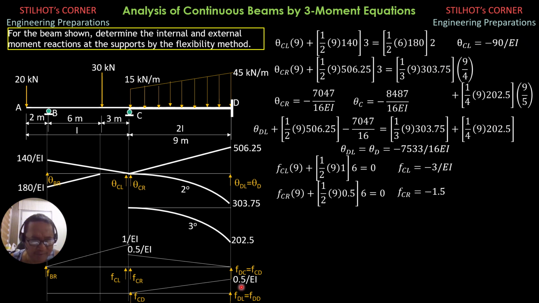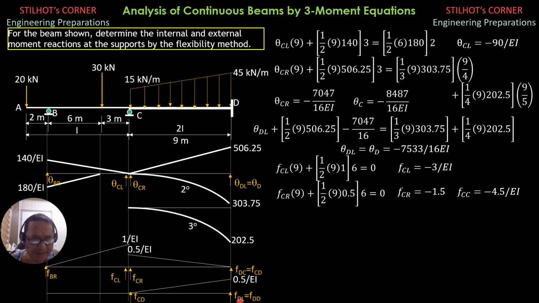Then to solve for FDC, which is equal to FCD by Maxwell's law of reciprocal deformation or deflection, summation versus y equals 0. So FCC, which is FC left plus FC right, is negative 4.5 over EI. Then this is apply unit couple at D. Then centered at D, this is 0.5 over EI.